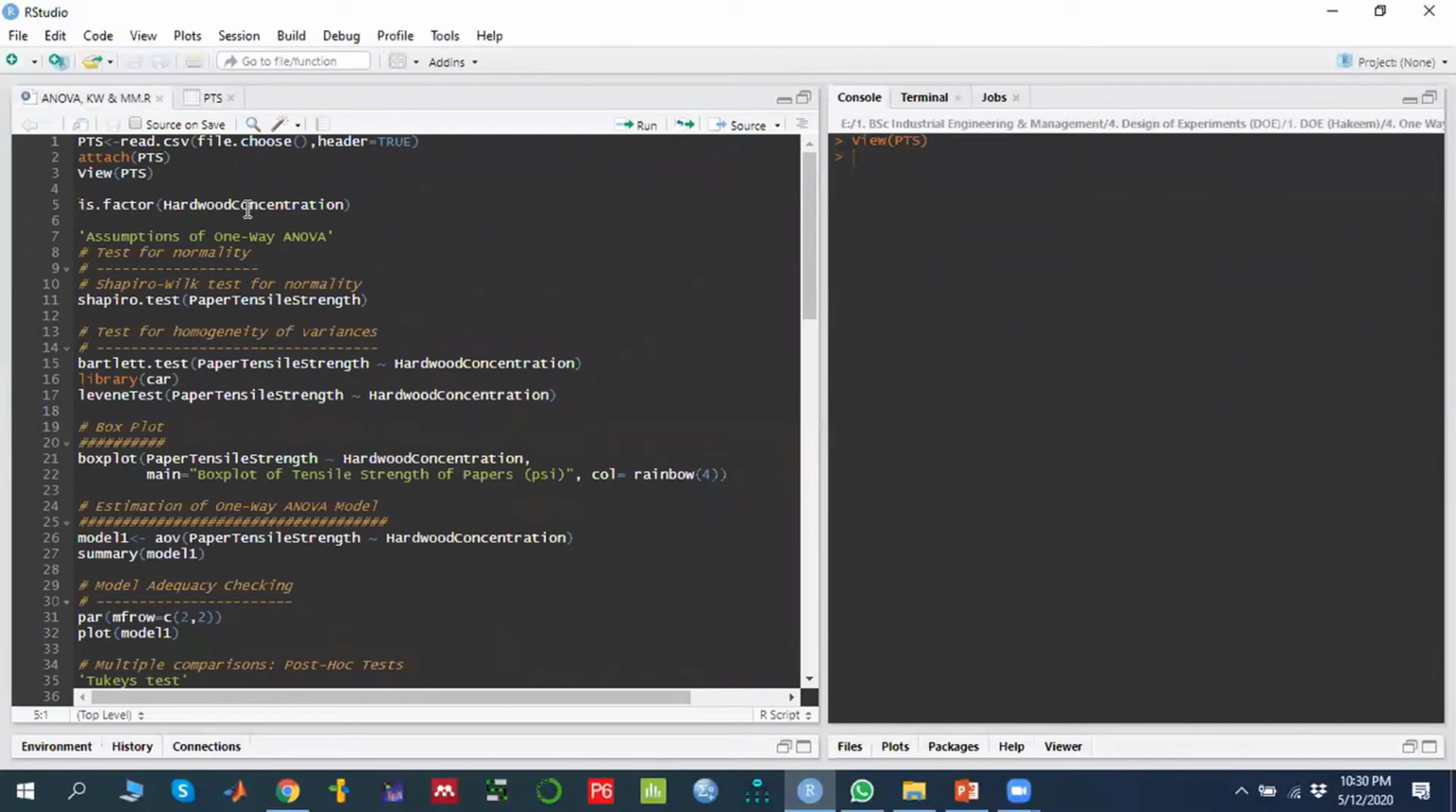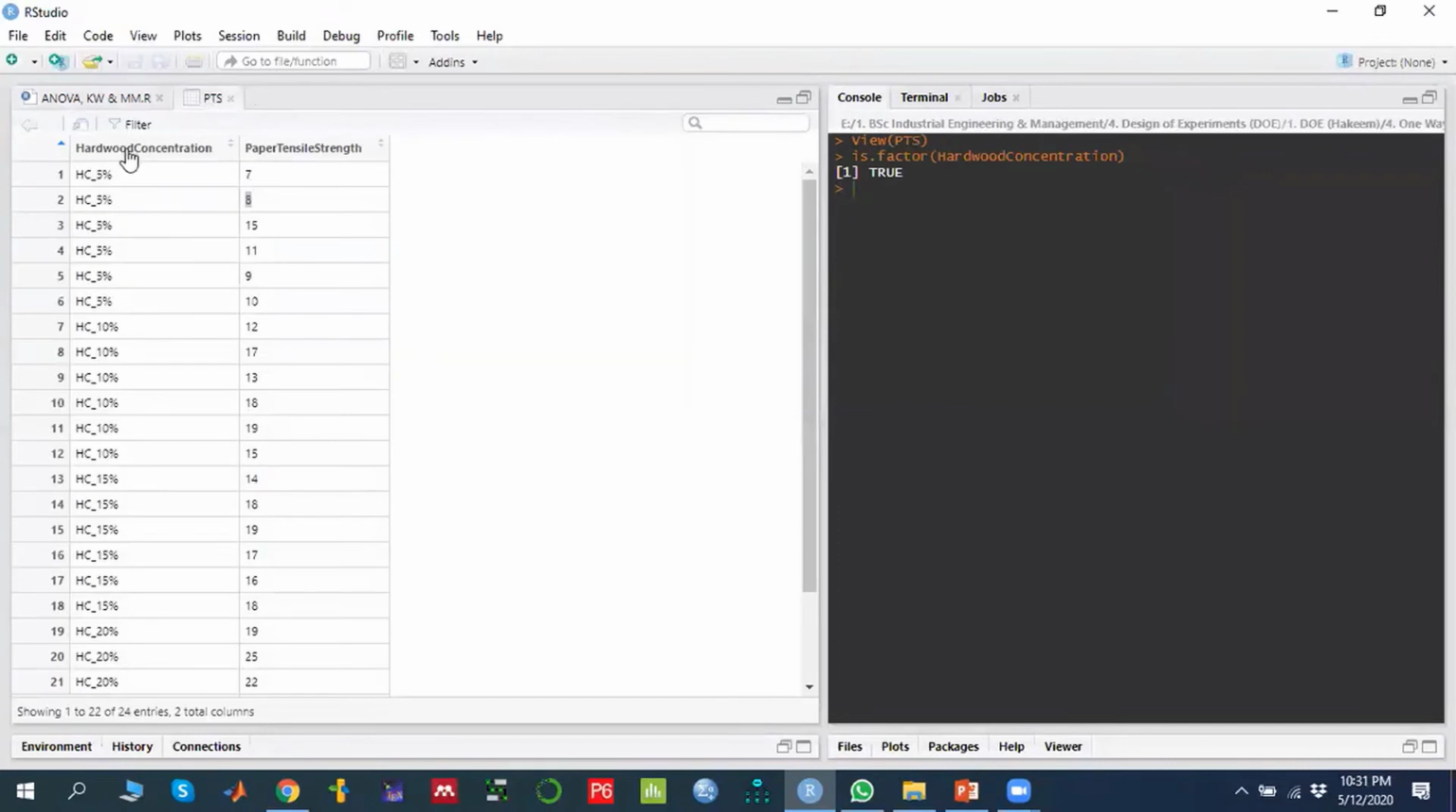The advantage is that this would be our x variable, and the quantitative variable is basically the tensile strength, which is the y variable. I'm just checking, because as you know, for applying the one-way ANOVA, the dependent variable, the y variable, must be in a measurable form, whereas the input variable x must be a factor. So we have checked that the hardwood concentration is a factor.